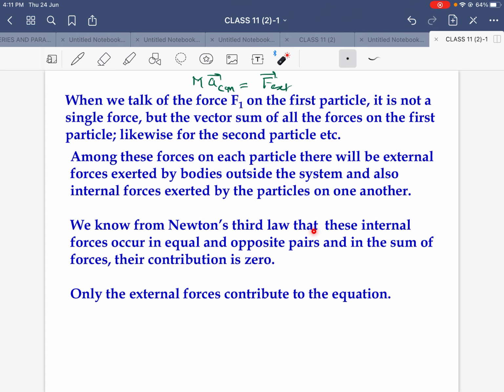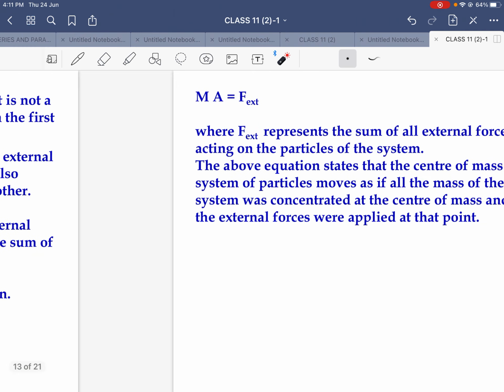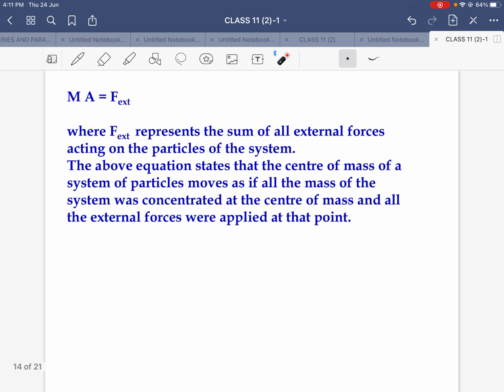Now, according to the third law, the internal forces occur equal and opposite in pairs, so the sum of the internal forces contributes 0. Only the external forces contribute to this equation, where F external is the sum of the external forces acting on the particles.